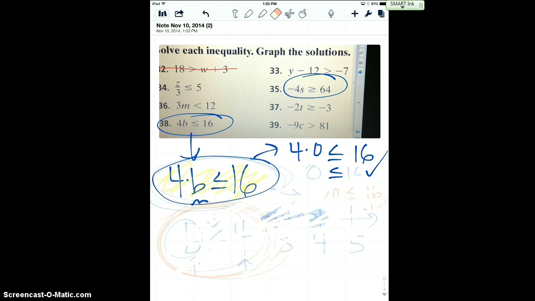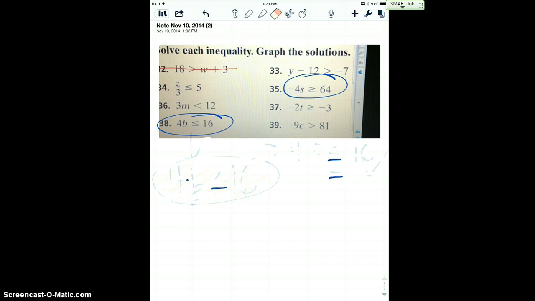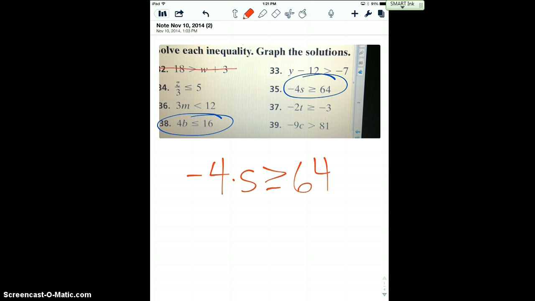Now let's go ahead and try number 35, and you'll see why I picked that one. Number 35, negative 4 times s is greater than or equal to 64. Here is my original. That's what I'm going to go back to check it. So to get s alone, I'm going to divide by negative 4. So 64 divided by 4.